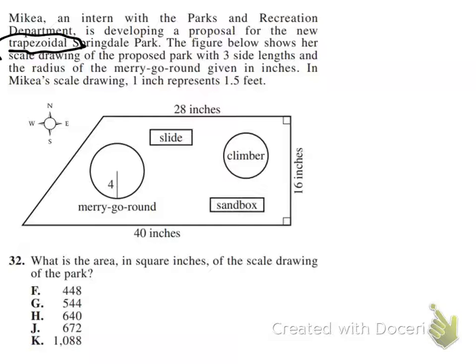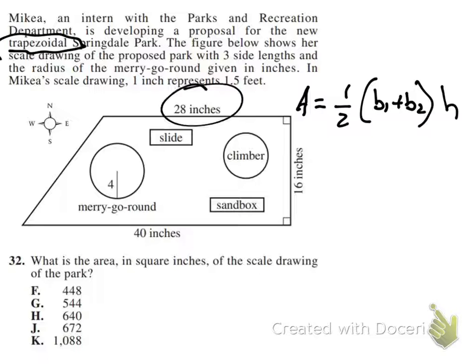What's the area of a trapezoid is what they're asking you. What's the area of a trapezoid? Here's one of those things you need to know. It's half of base 1 plus base 2 times the height. In other words, it's the average of these two values. Half of two things is their average times 16.